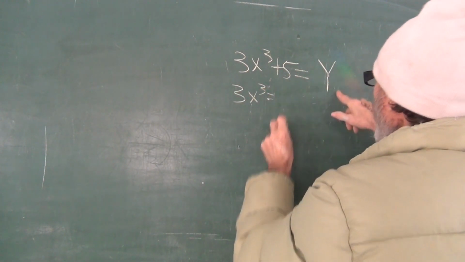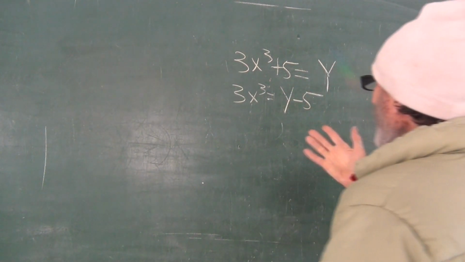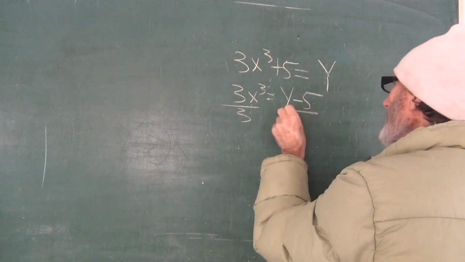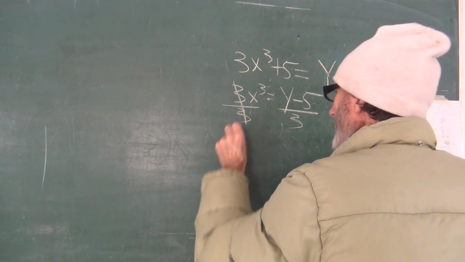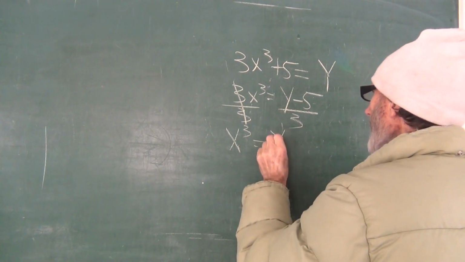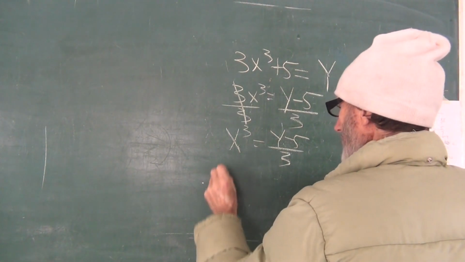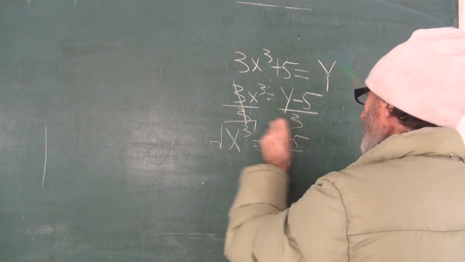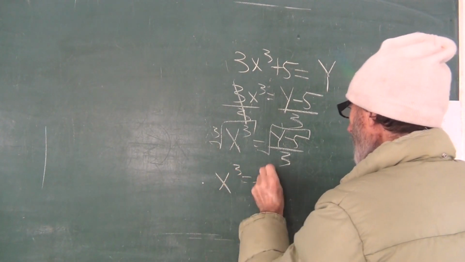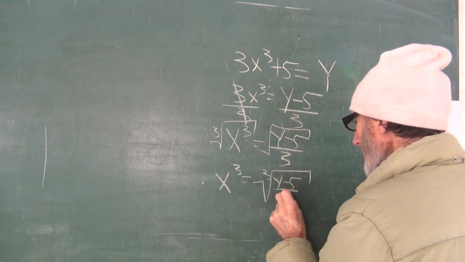So it equals minus 5 there, so this will be y minus 5 on this side. And then you have to do it some more. You got to divide both sides by 3, and those cancel out. So finally, we can take the cube root of x cubed, which equals the cube root of y minus 5 over 3. Don't forget that little 3 there. So x equals the cube root of y minus 5 over 3.